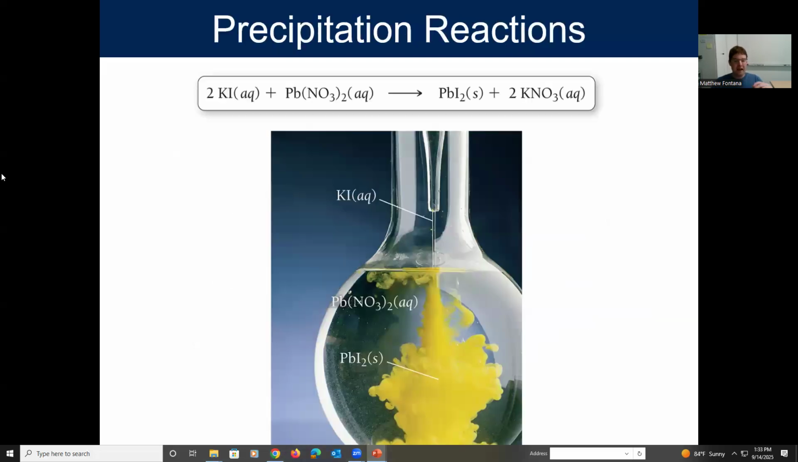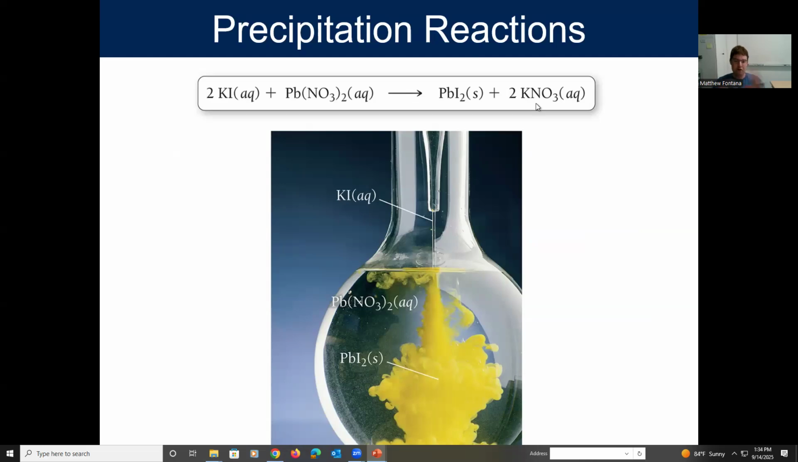A really classic and very visual example of a precipitation reaction is this one. Here we have a solution of potassium iodide, and we're going to add it to a solution of lead nitrate. That's going to produce lead iodide and potassium nitrate.